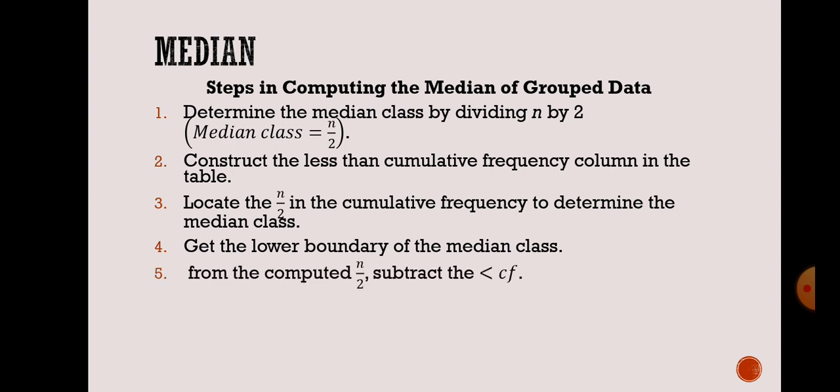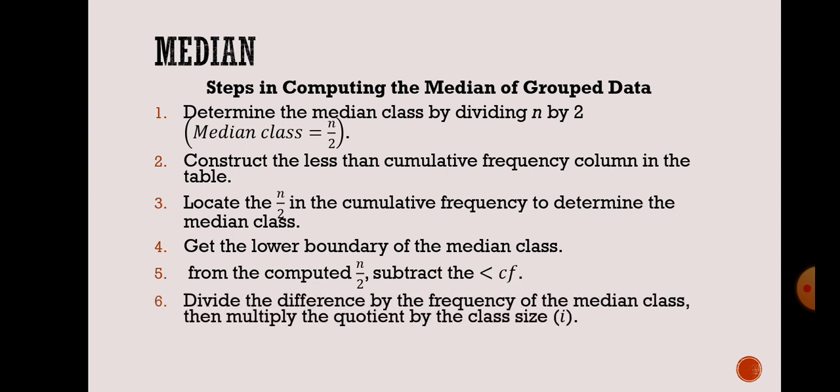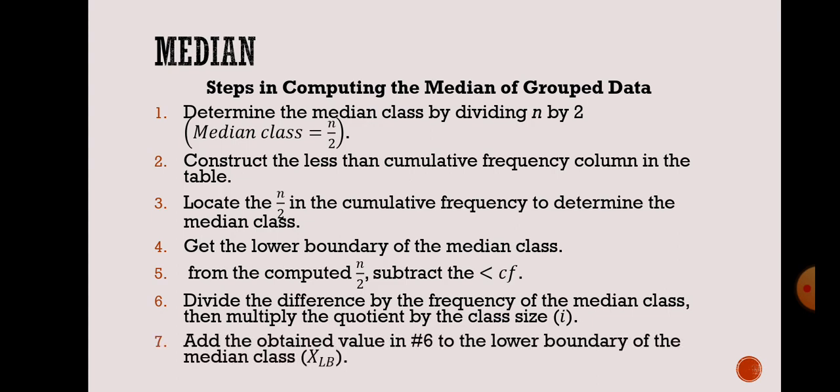The fifth step is, from the computed n, subtract the less than cumulative frequency before the median class. And then number 6, we have to divide the difference by the frequency of the median class, then multiply the quotient by the class size, which is represented by small letter i, and then add the obtained value in step number 6 to the lower boundary of the median class.